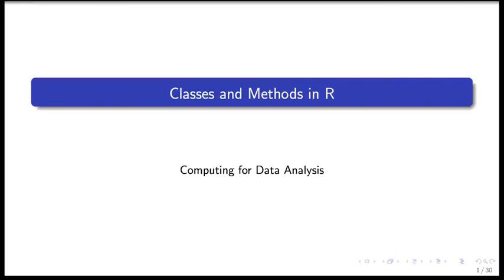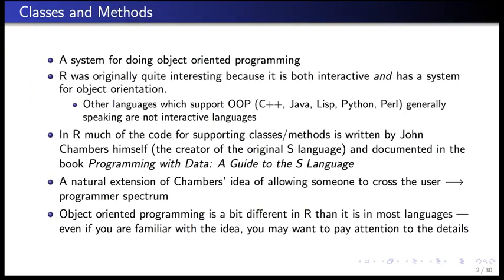This lecture is going to be about classes and methods in R. So classes and methods are a system for doing object-oriented programming in R. And R was actually originally quite interesting and novel as a programming language because it was both structured as an interactive language, but also had a system for doing object orientation.